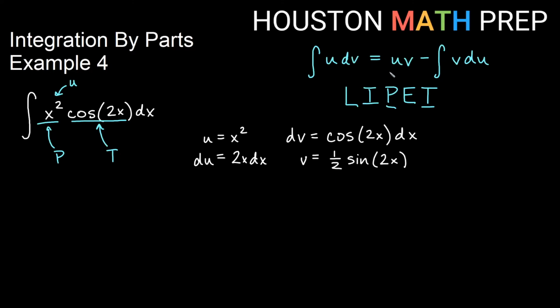Okay, we'll go ahead and do our uv minus integral v du. So this integral equals u times v, which is 1/2 x squared sine of 2x, minus the integral of v du. You'll notice in v and du I have a half outside and I have a 2 outside, so a half and 2 were reduced to 1. So really we're just taking the integral of x times sine of 2x dx.